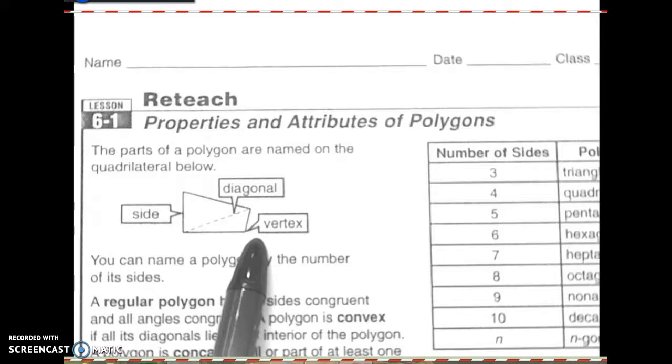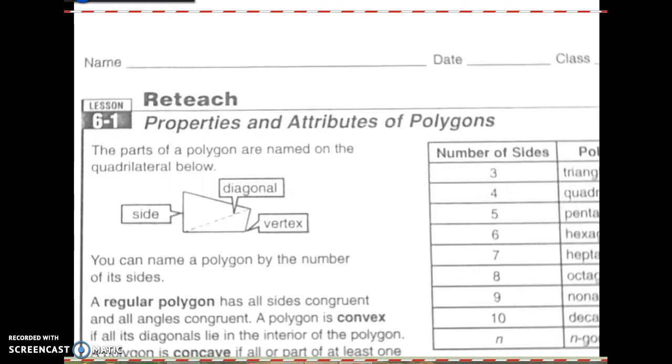Plural is vertices. And if a polygon has more than 3 sides, then I can draw a diagonal which connects 2 vertices, which will be inside the polygon, not along the outer edges.